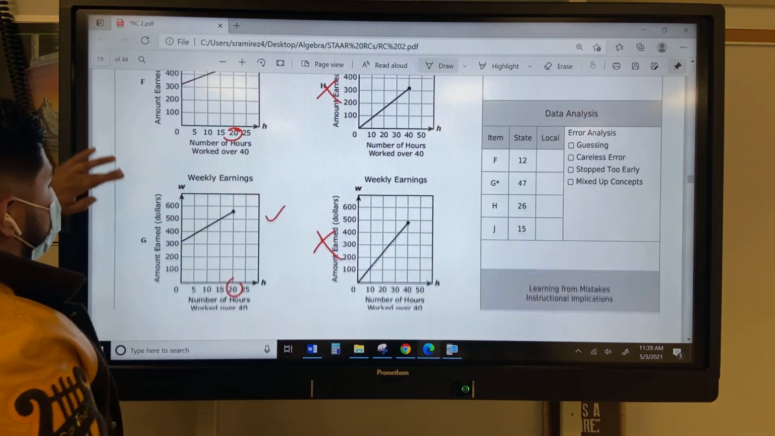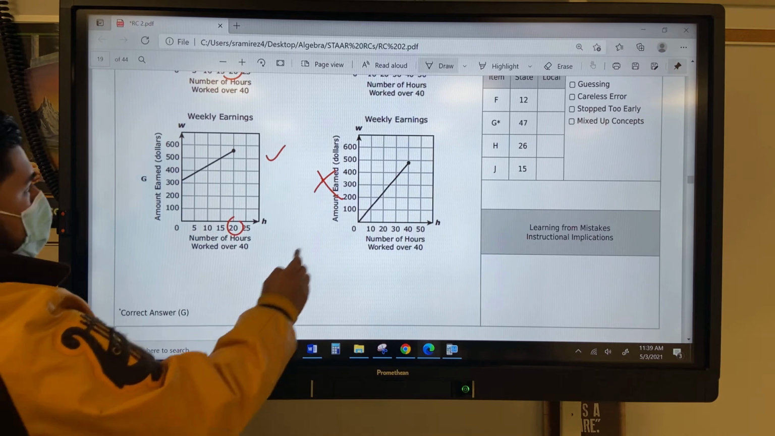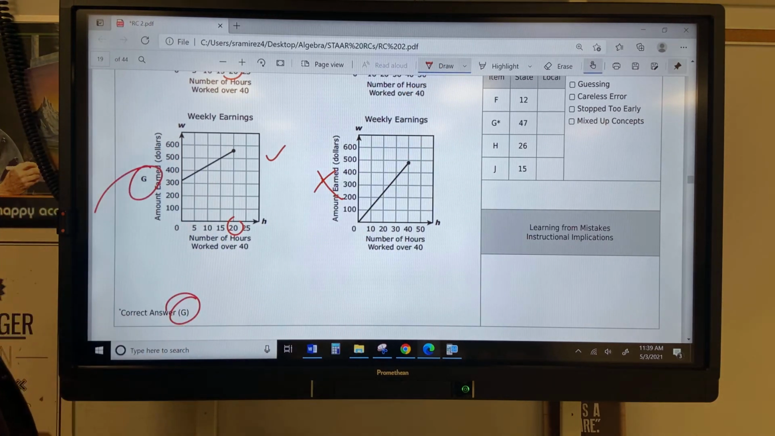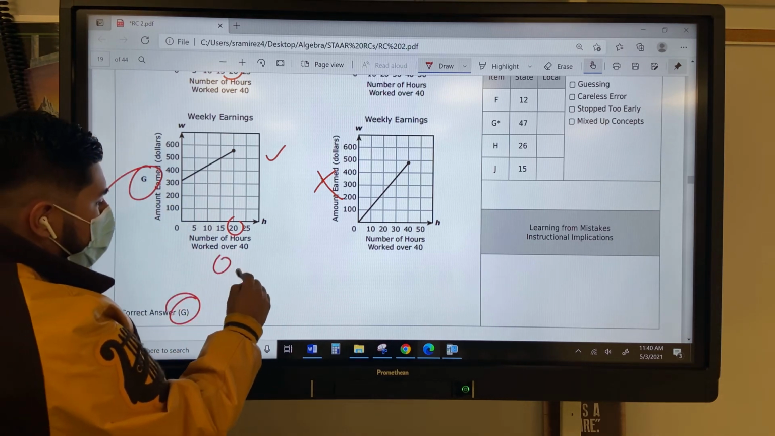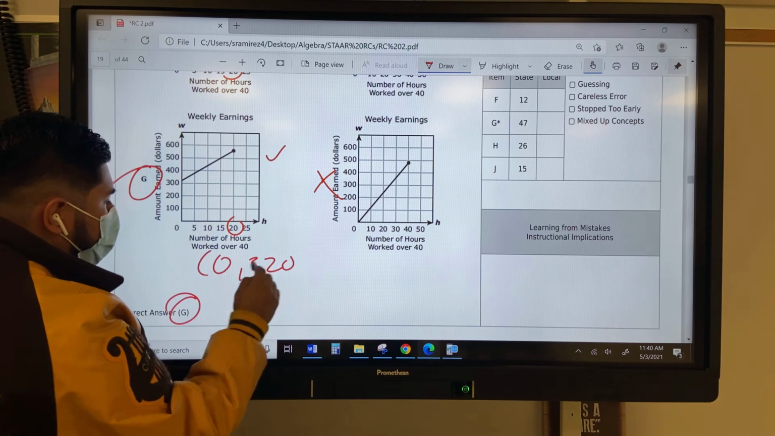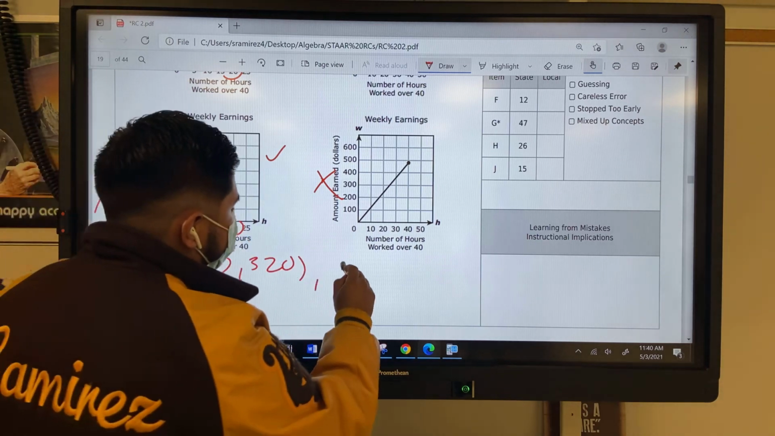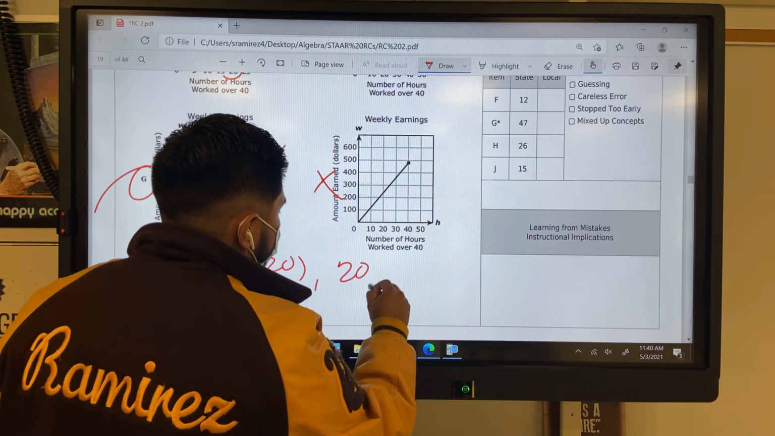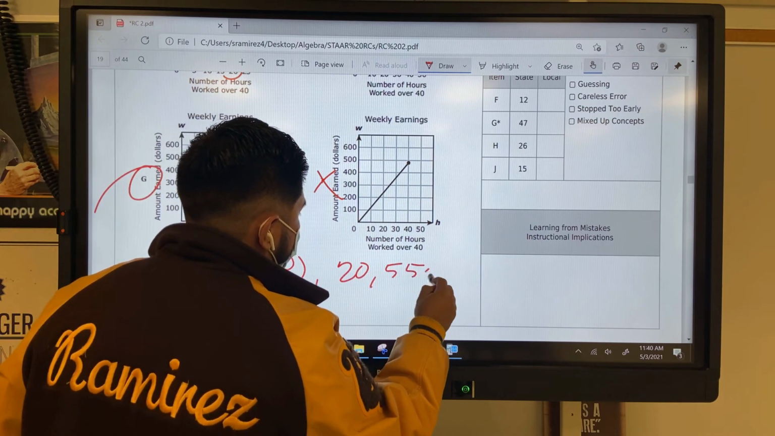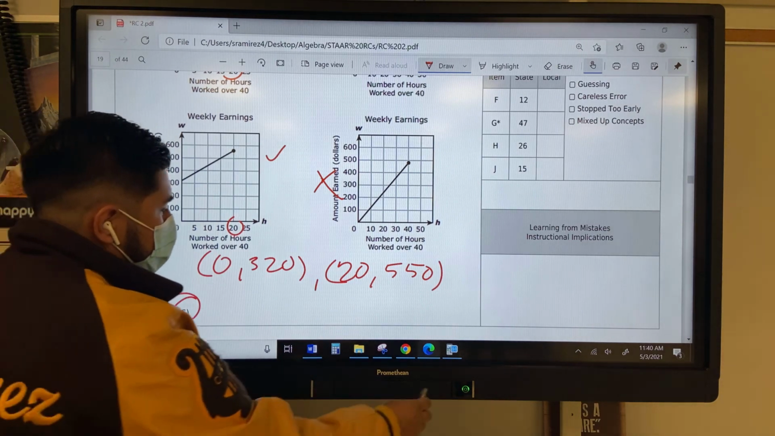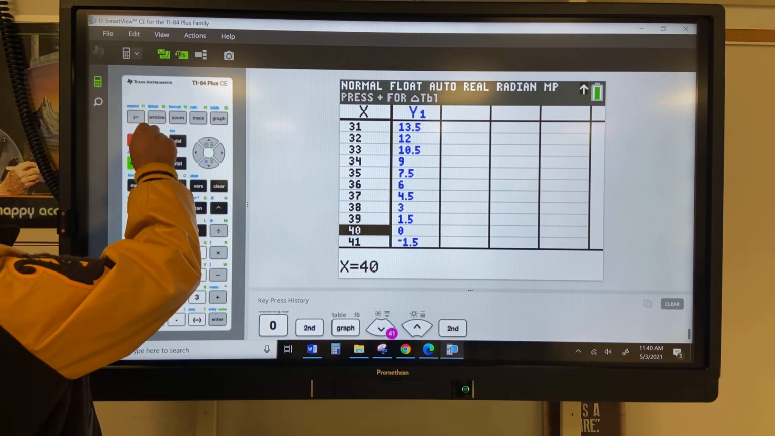I'm just going to go to the right answer. Right answer is G. So I'm going to circle G, and we're going to calculate the slope. Right here is 320. This other one is 20. Looks like 550 to me. 20, 550. And let's do it. Do it real quick.